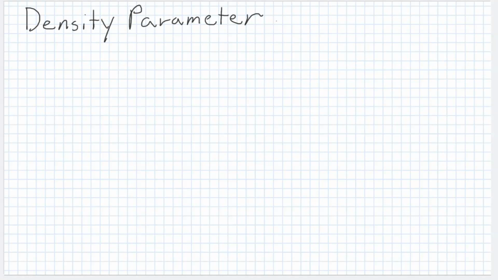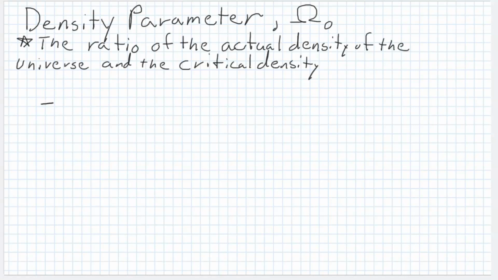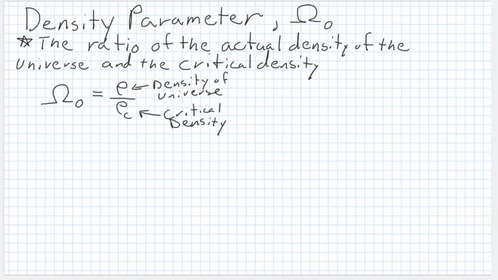This video is going to be about the density parameter, which we represent with the symbol omega naught. The density parameter is the ratio of the actual density of the universe and the critical density. So the density parameter is equal to the actual density of the universe divided by the critical density.